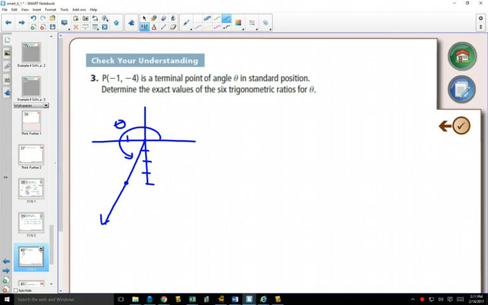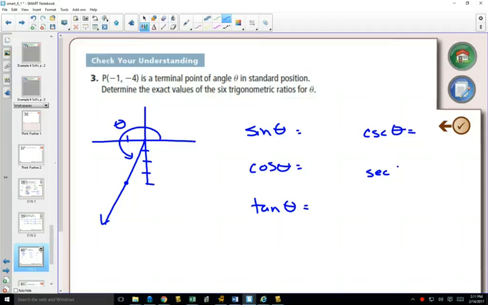So in other words, we want to find out what sine of theta, cos of theta, tan of theta, plus the reciprocals, cosecant of theta, secant of theta, and cotangent of theta. In order to do this, we have to use our knowledge of reference angles and trigonometry.